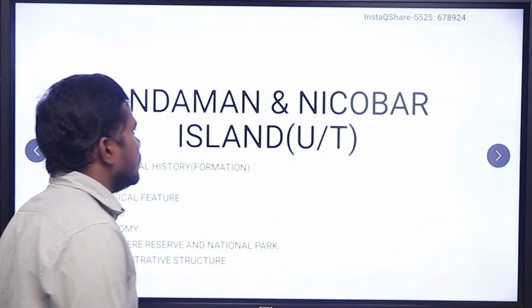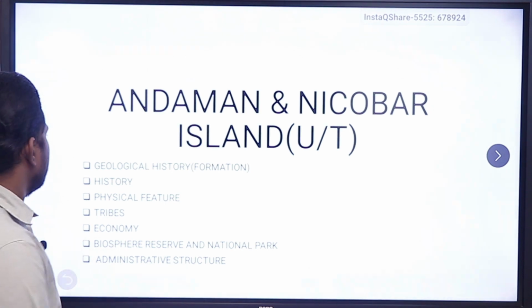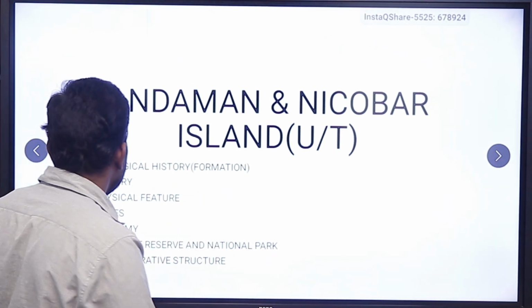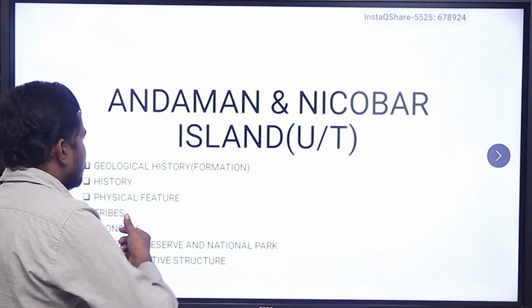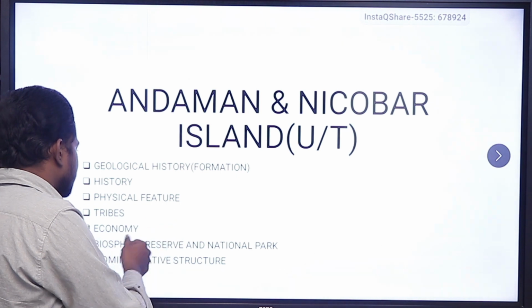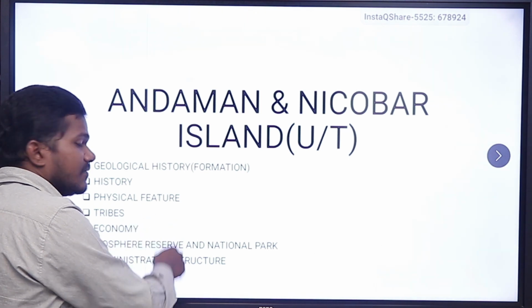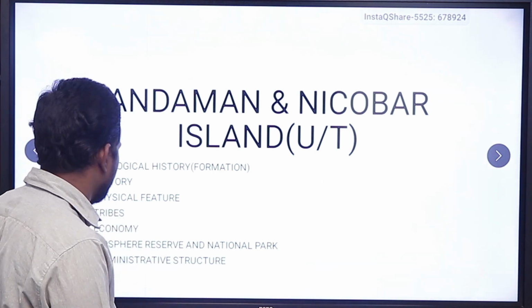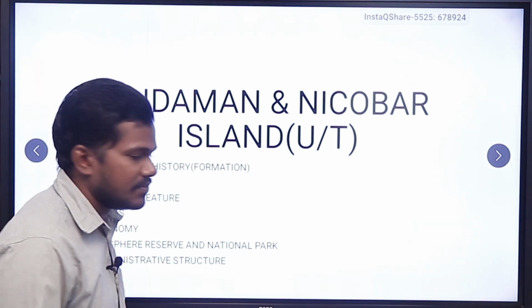So, today in the Andaman Nicobar Island content, we are going to see the geological history, which means the formation of Andaman Nicobar Island, their medieval and modern independent history, their physical features, tribes, economy of Andaman Nicobar Island, biosphere reserves and national parks of Andaman Nicobar, and administrative structures.